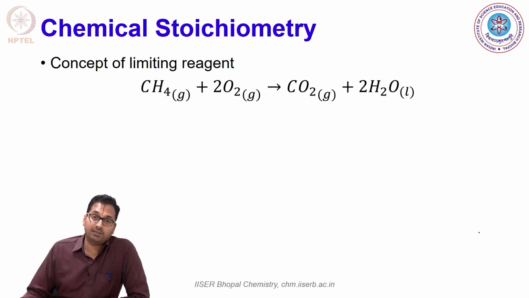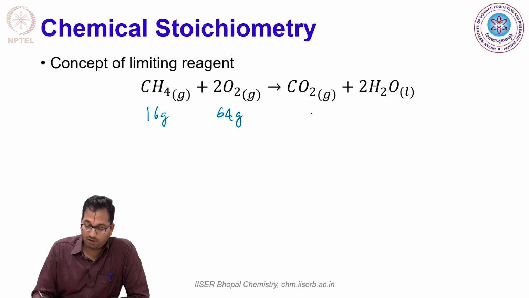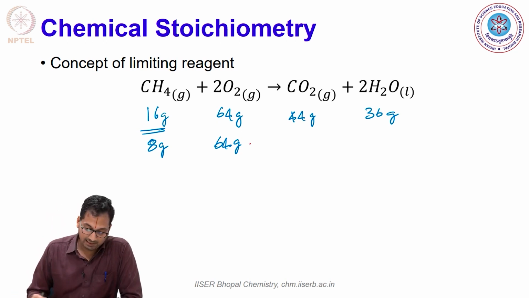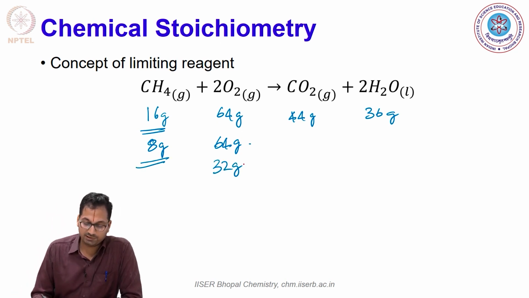So, let us quickly understand the concept of limiting reagent. We just understood that 16 grams of methane reacts with 64 grams of oxygen to give 44 grams of carbon dioxide and 36 grams of water. And one has to remember what happens if you just had 8 grams of methane while you still had 64 grams of oxygen. When this happens, you realize that 8 grams of methane is only going to use about 32 grams of oxygen. This results in an excess of 32 grams of oxygen.